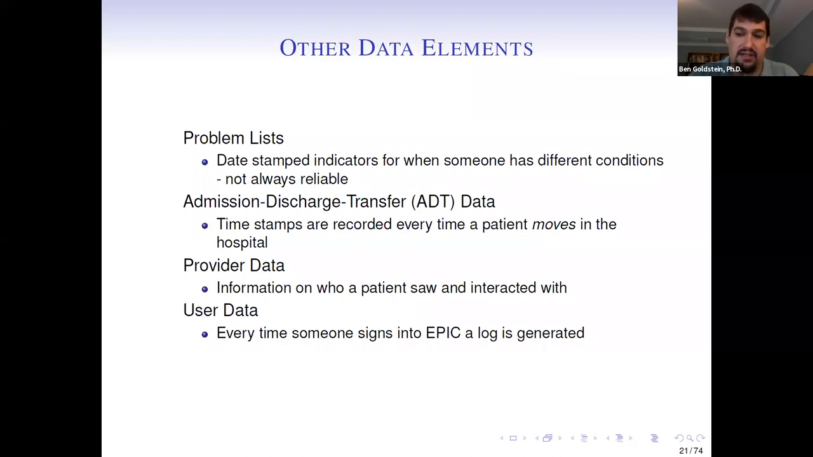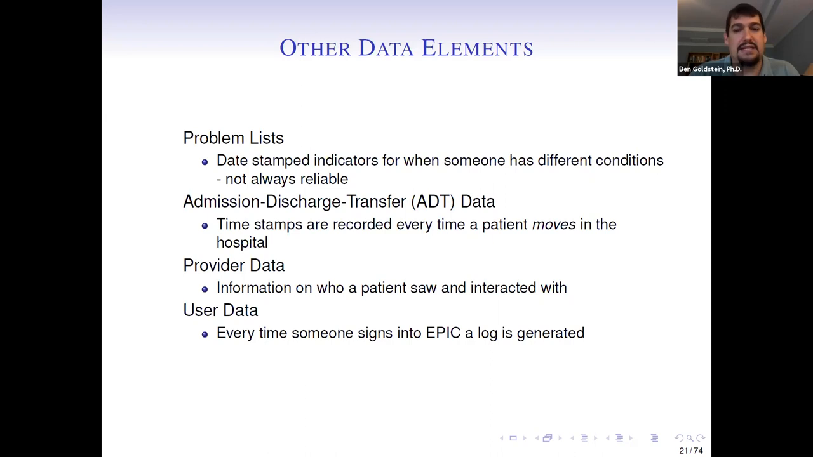There's lots of other data elements, and I don't want to bore you by going through everything in too much detail. We have notions of what are called problem lists. These are date-stamped indicators for when someone has different conditions. They're frustratingly unreliable because, and I'll talk about this a little bit later, there's no notion in the EHR of, for example, who has heart disease. The problem list is meant to solve that in some ways, saying you have heart disease. They're just not always well captured or kept well up to date. So it's something that we've used at various times with varying degrees of success.